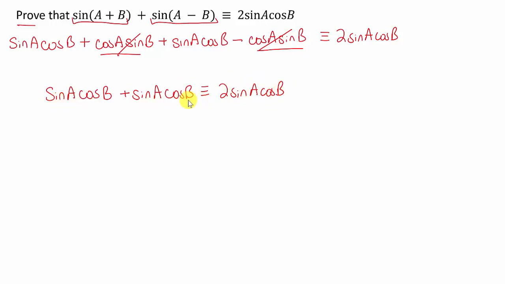And even though there's a lot going on in here, if you notice sine A cosine B, sine A cosine B, these are exactly the same. So there's like terms, and there's 2 of them. So this side does in fact equal 2 sine A cosine B. So we proved our identity in that case.